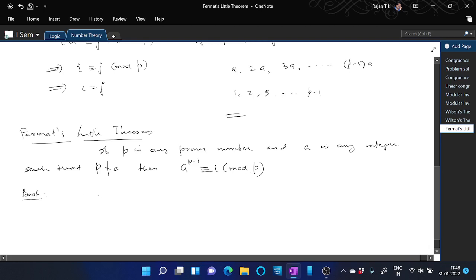By a previous result we saw that the residues of A, 2A, 3A, etc., P minus 1 into A modulo P are the integers 1, 2, 3, etc., P minus 1 in some order.